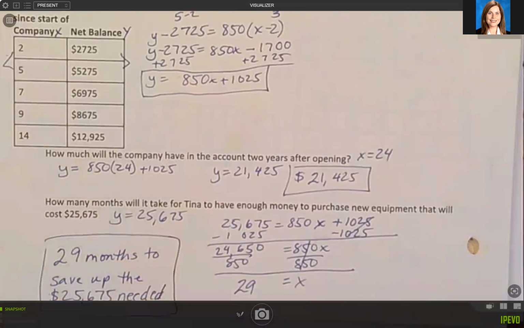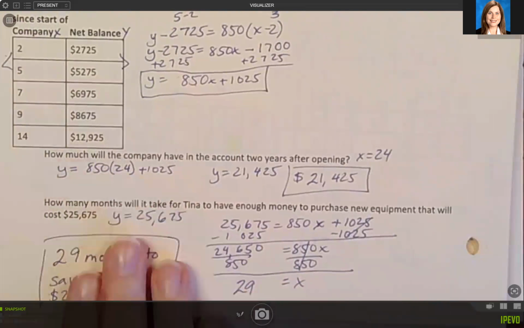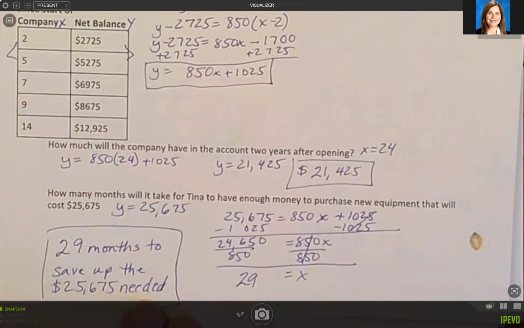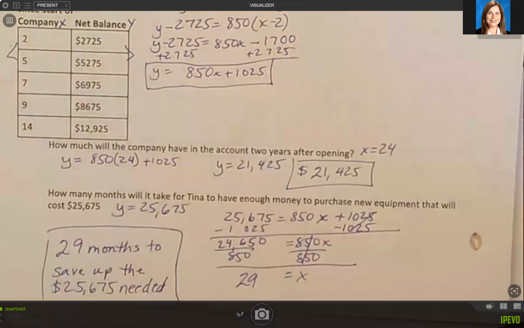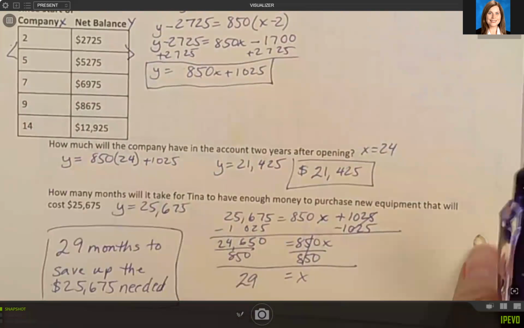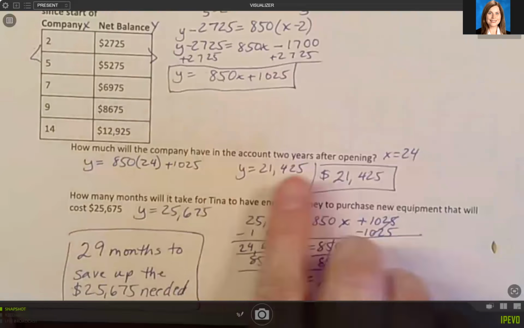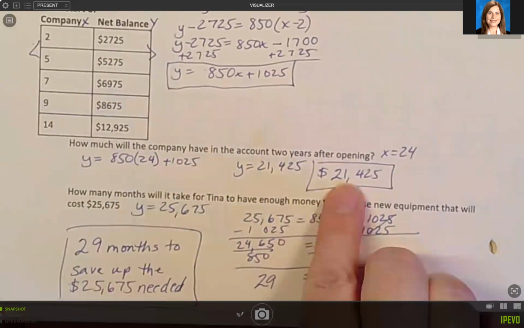And then let's go ahead. So that was a review of linear modeling. So writing the equations to represent a given situation and solving for specific time values or monetary values. Okay, and let's go on to the next section.